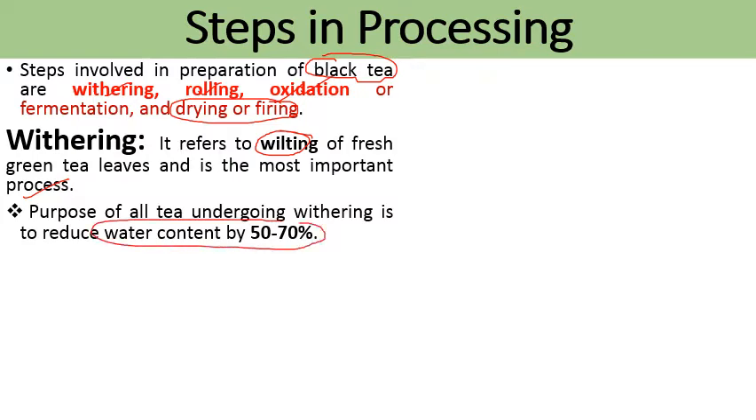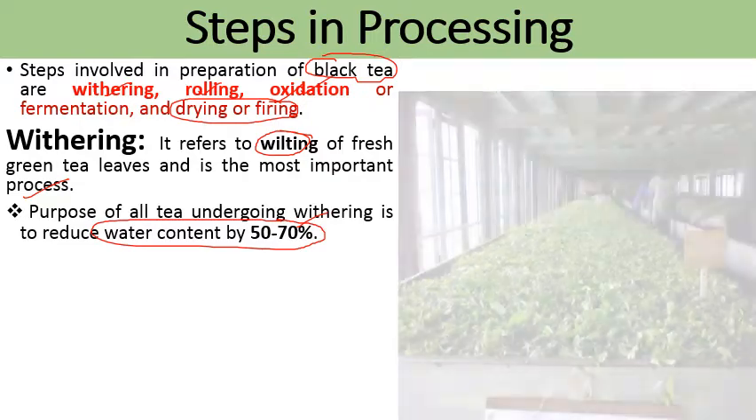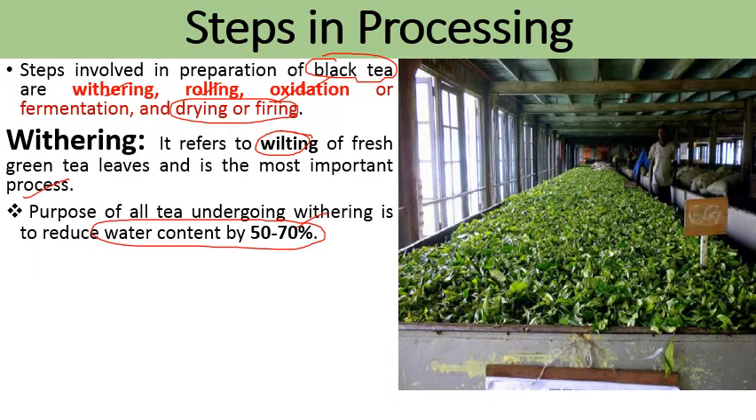So this is the main motive to put the leaves under withering process, so that the water content reduces in leaves by 50 to 70%. So for this we have special aerated rooms in which hot air is blown and the water content of the leaf is evaporated. That results in this withering process.